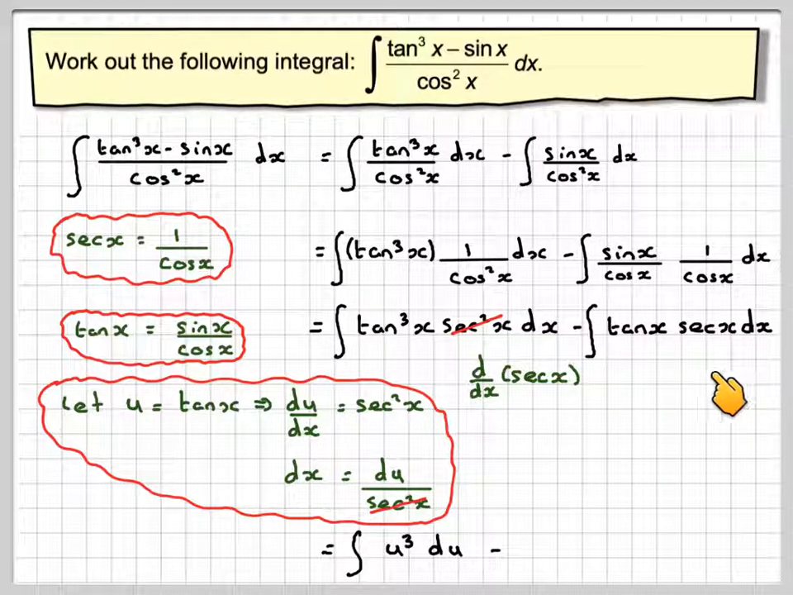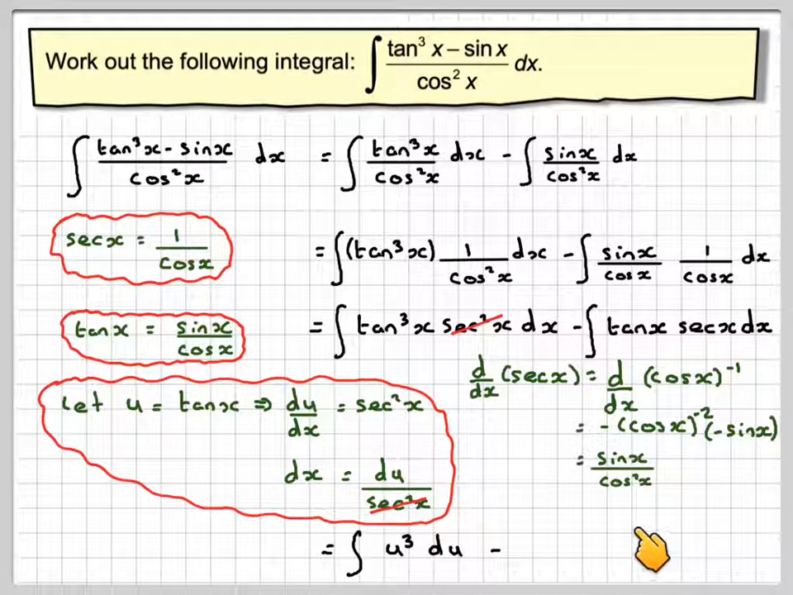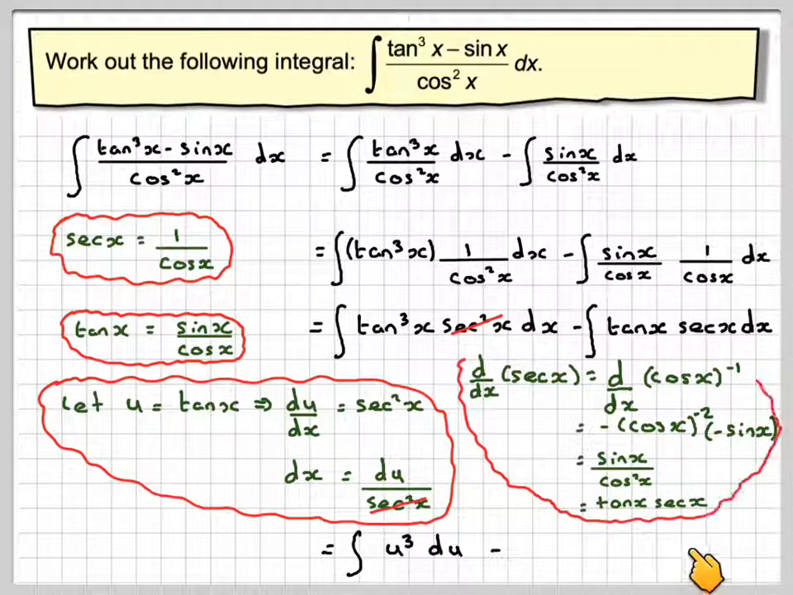Now, if we do d/dx of sec x, that's d/dx of cos x to the minus 1. I'm using this because I'm using my knowledge of differentiation. Remember that integration is the reverse of differentiation. So if you differentiate this using the chain rule, it becomes minus cos x to the minus 2, and then if you differentiate the bracket, you're going to get minus sine x. Rewriting that, the minus signs cancel out. We get sine x over cos squared x, which is what we had up here, which is equal to tan x sec x.